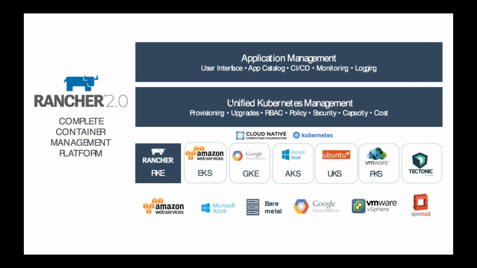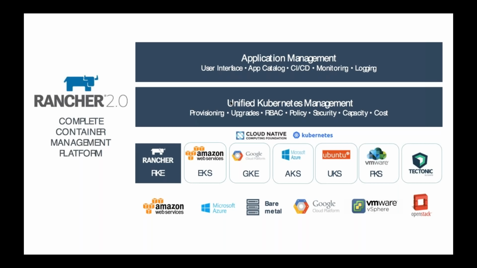So Rancher 2.0, a complete container management platform. And these are the different layers at which it functions. At the bottom of the slide, you can see there are different infrastructure providers. And right on top of it, there are different hosted Kubernetes service providers as well, which means you can have your Kubernetes clusters running on any of these, and Rancher will manage those clusters for you. And you can also spin up new Kubernetes clusters on any of these via Rancher.